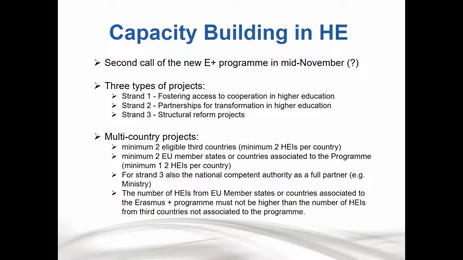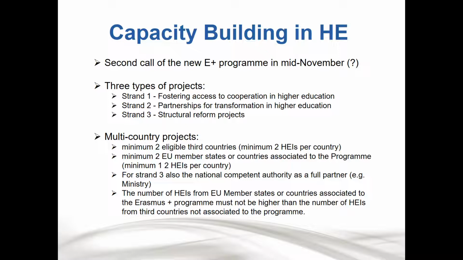And then we have the third one, which is structural reform projects. This is more at national level, meaning that in this case you have to involve also ministries and decision makers from your country. And the main difference is that in strand 2, the expected impact of the projects is at the institutional level, meaning that what you can do here is to develop new programs, enhance the capacity of your international office, develop services for society, and so on.